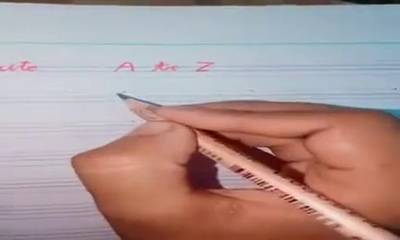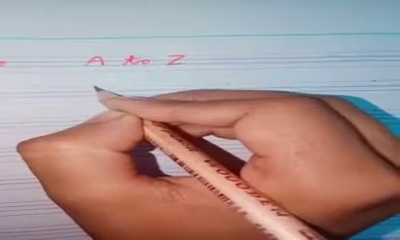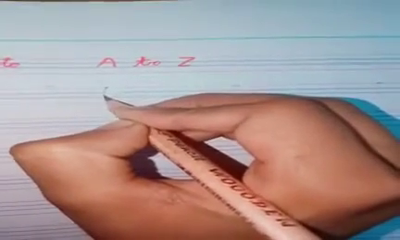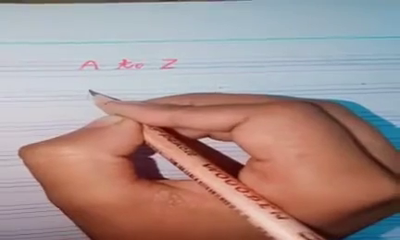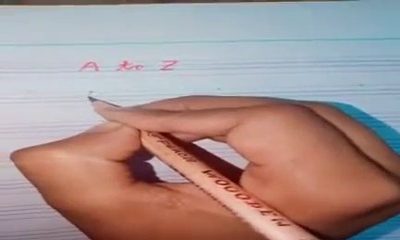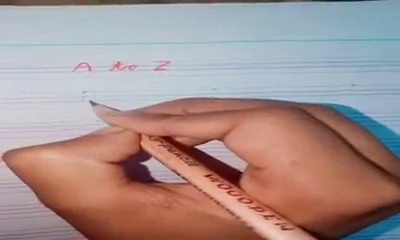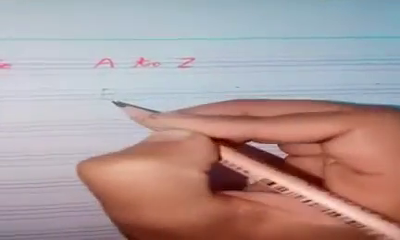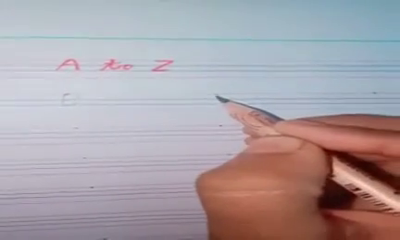A after B. Start from the top and draw a standing line down like this. Draw a curve to the middle. Then draw a curve joining the bottom like this. This is capital B.